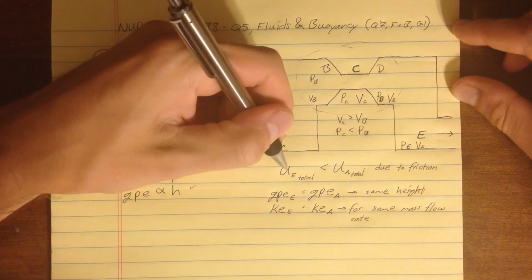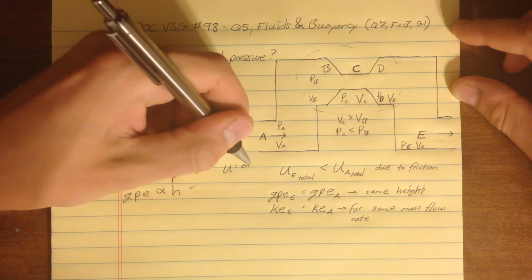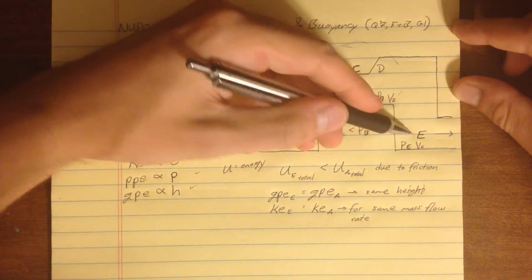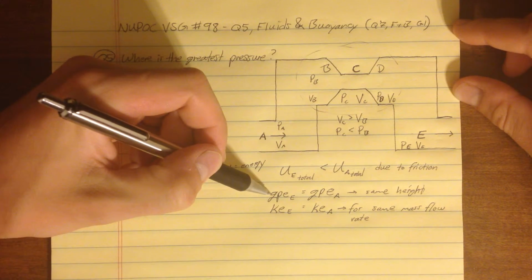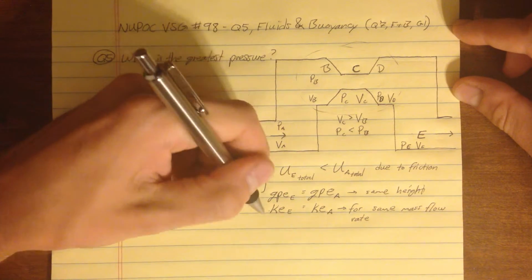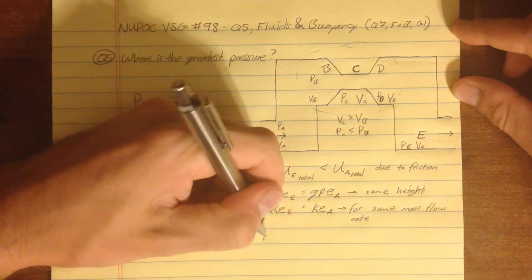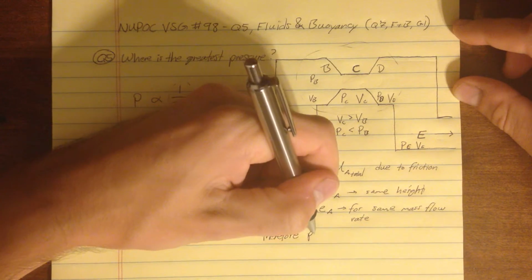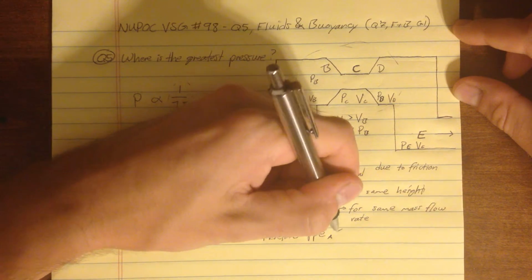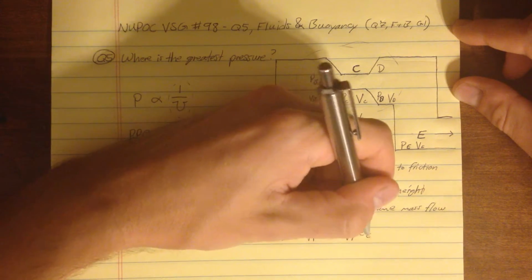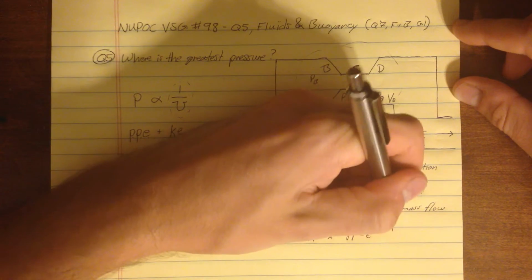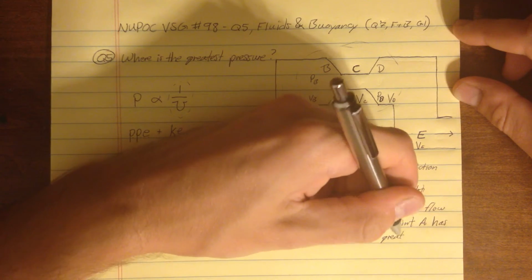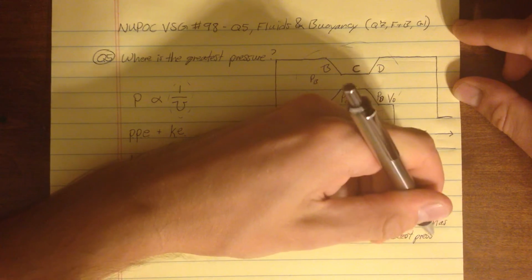So if the total energy, U equals energy to make that clear, has to be less at point E, and the gravitational potential energy is the same, the kinetic energy is the same, then therefore the pressure potential energy of A has to be less than the pressure potential energy of E, so point A has greatest pressure.